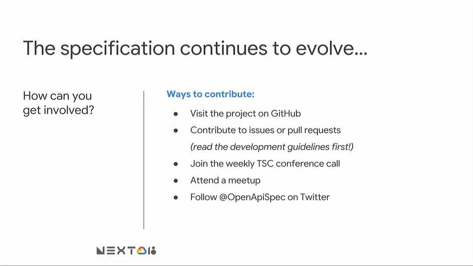These are the various ways you can contribute, so I would recommend visiting the project on GitHub. There are issues you could file or participate in, pull requests. We have lots of passionate arguments about things. I would recommend reading the development guidelines so that you apply your changes against the right branch, that kind of thing. We have that weekly conference call that I mentioned. We have meetups, and if you want to join them or even host them, you should please get in touch with us. The easiest way to do that is via OpenAPI spec on Twitter. That's probably the easiest way to quickly reach out to us. But things look pretty good, and please participate.